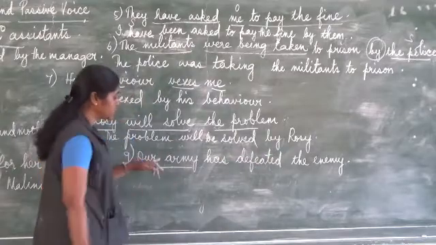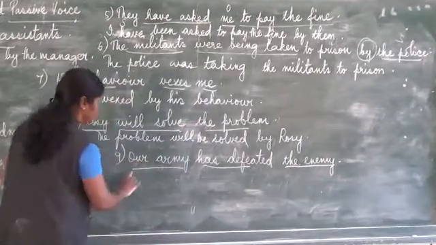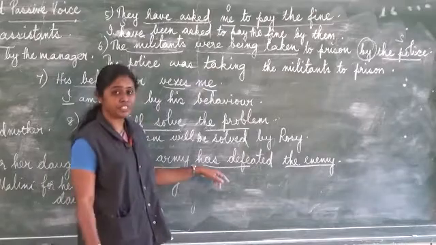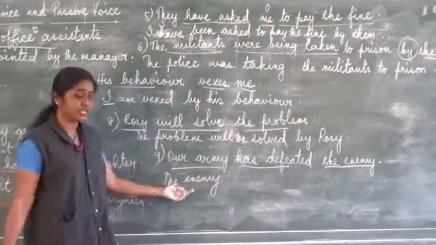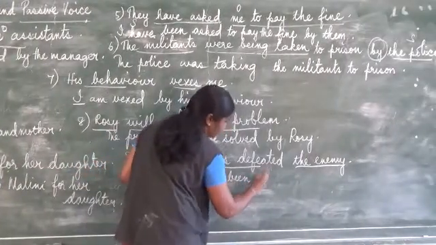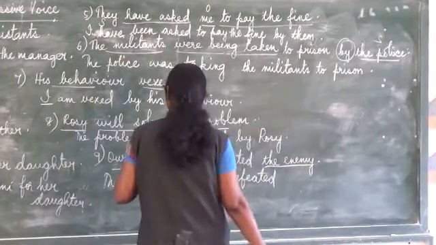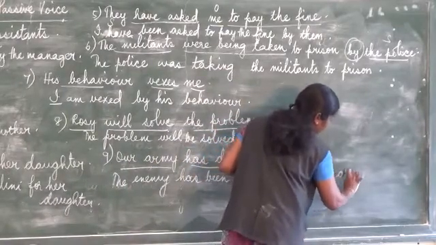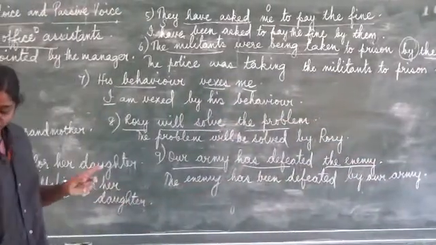Again, this is active voice, subject, verb, object. Okay. "The enemy has defeated," present perfect, "has been defeated," "have been defeated." Now, here you have singular, so it is "has been defeated." "Has been defeated by our army." Okay, and you have last one more sentence.